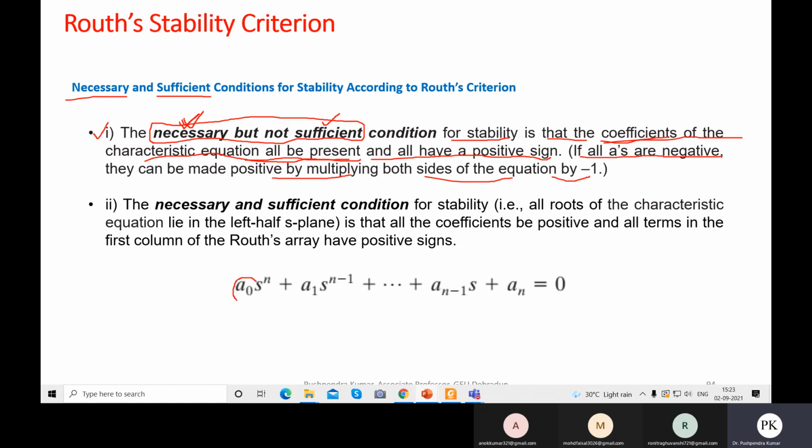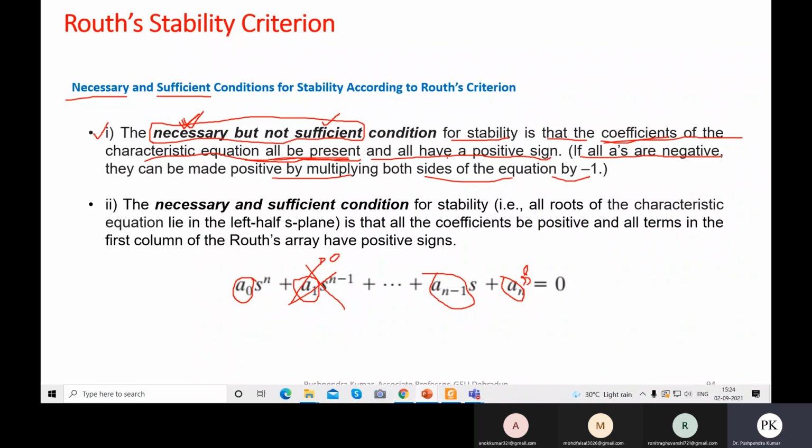So these are the coefficients of the characteristic equation: a0, a1, an-1, and so on, starting from s to the power 0. All these coefficients should be present. If any one of the coefficients is 0, say a1 is 0, then this term will vanish. So it is necessary that all coefficients must be present.